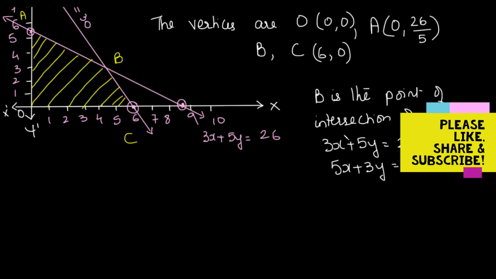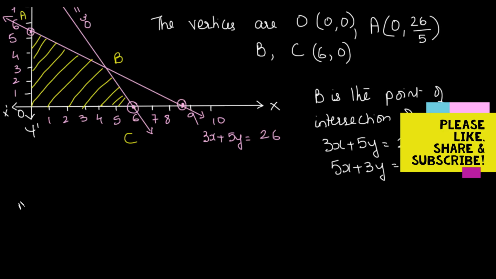Now, we can find the coordinates of B by solving both these equations simultaneously. We can either equate the x coefficients or the y coefficients. Or you can do it even by Cramer's rule, whichever method you find comfortable. So here I am going to multiply equation 1 by 3 and equation 2 by 5. So this is equation 1 and this is equation 2.